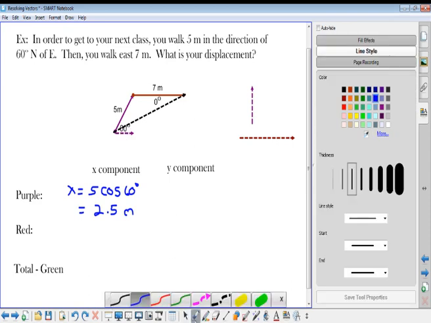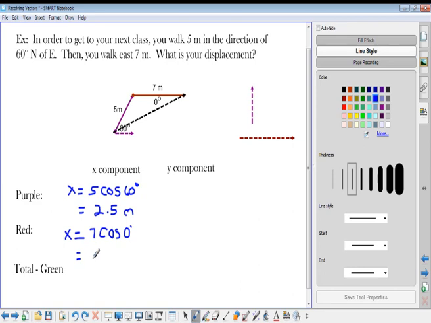Let's do the same for the red vector. I'm going to have x equals, in this case, 7 cosine, and this time it's going to be 0 degrees. The cosine of nothing is always going to be 1, and there's a math reason for that. Ask me if you want to know. And we're going to call that 7.0 meters.